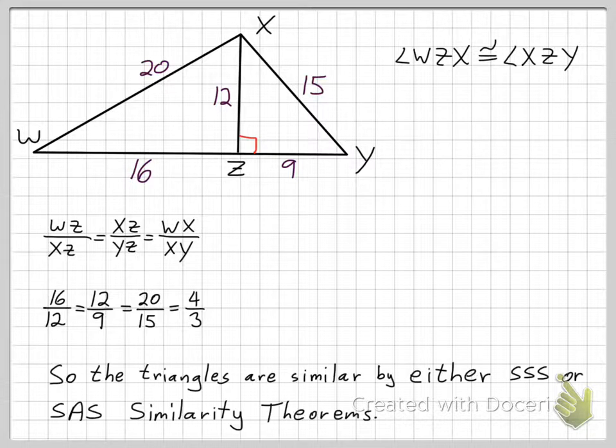So we have a choice. We can say that the triangles are similar by either side or side similarity theorem. If we want to use this fact, that would be side. But we also know that the included angles of the two triangles are also congruent to each other, so in that case we can use side.